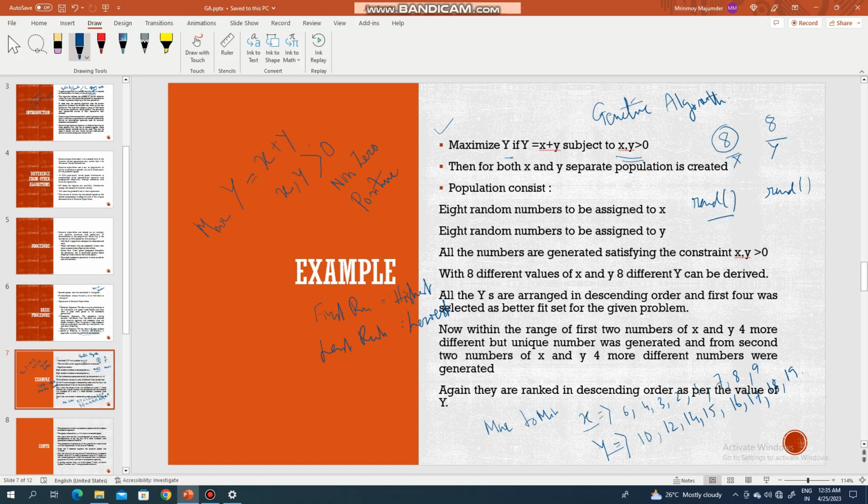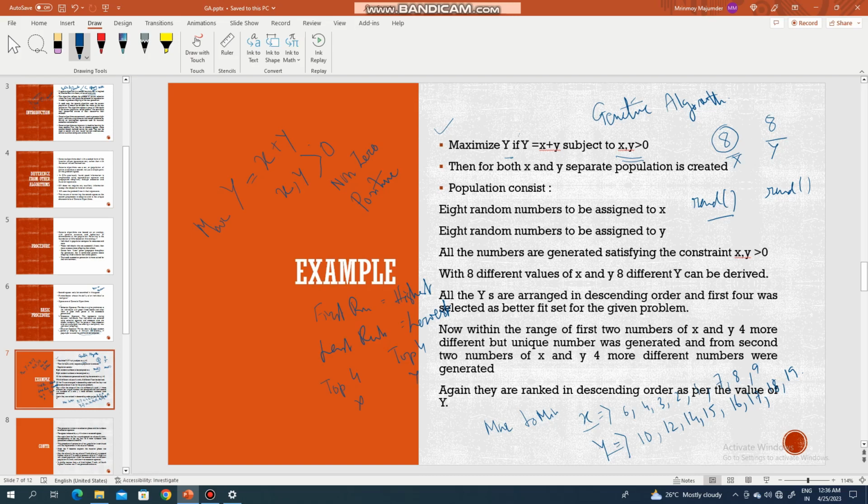So as our objective is to maximize y, we will always try to assign the maximum values to both x and y. If we do that, then only will we get a higher value for y. So these x's and y's are arranged from highest to lowest order, and you can see that the top 4 numbers from x and the top 4 numbers of y are separated out and selected as the best values for this problem.